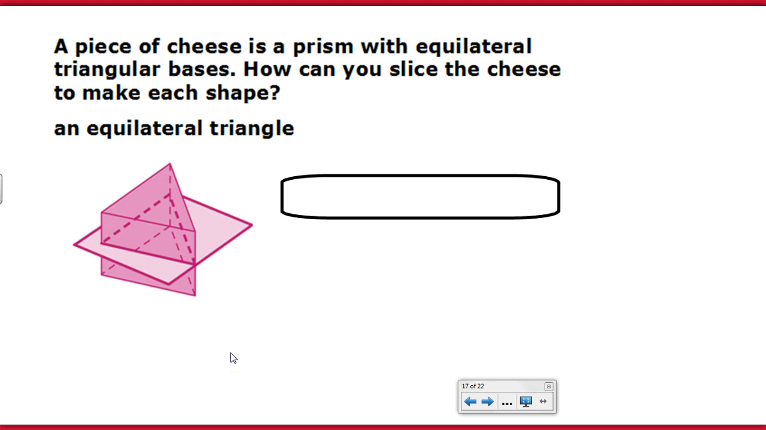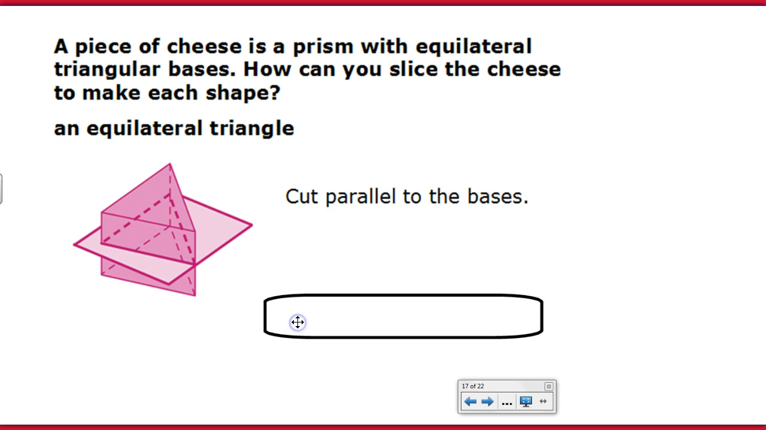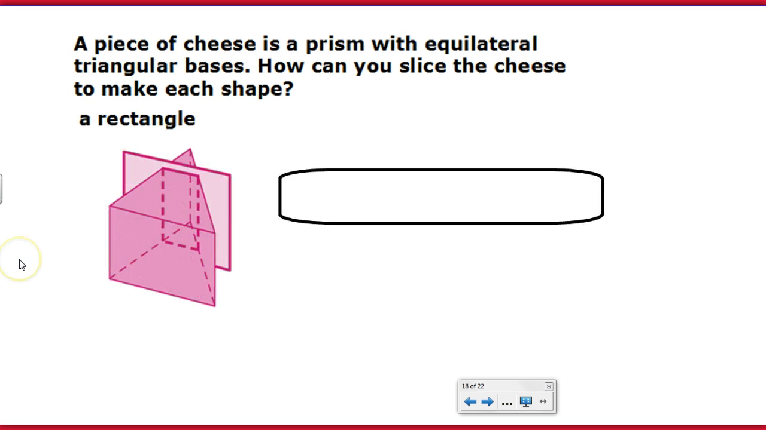Imagine a piece of cheese, like the classic cheese you see in a cartoon. Could be made in the shape of a prism, right? Prism with opposite parallel bases that are congruent. Equilateral triangular bases. So how can you slice the cheese to make each shape? How could you slice it to make an equilateral triangle? Take a cross section, right? Cut parallel to the bases, and you will have an equilateral triangle.